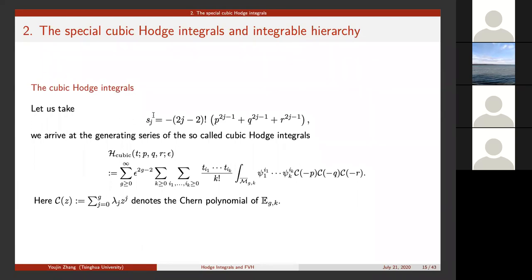There are many choices. One choice gives the so-called linear Hodge integrals, which gives us the intermediate long wave equation. This relation was proved and discovered by Buryak. And our choice now is to choose this Sj by using this formula. We allow this Sj to depend on only two parameters, p and q, or three parameters, p, q, and r, in this way.